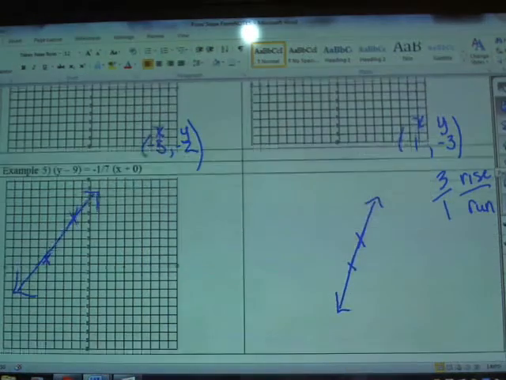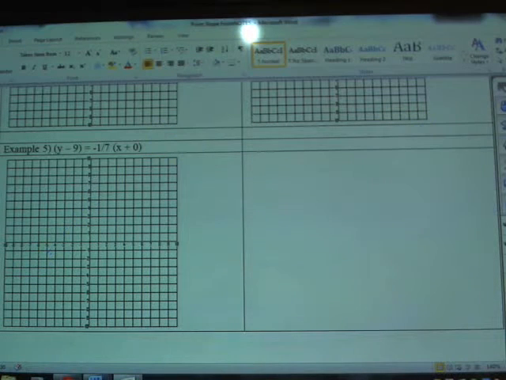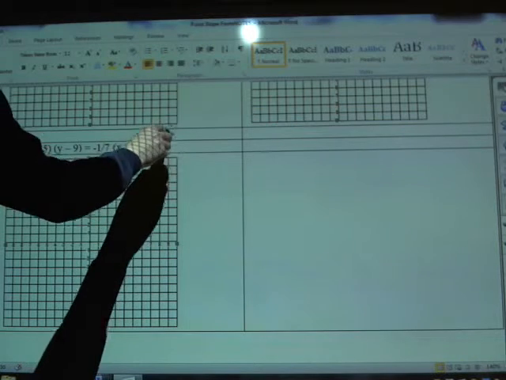All right, let's take a look at the last example, number 5. In number 5, we've got y minus 9 equals negative 1/7 times x plus 0. Let's start off with the x and the y block. For the x, y coordinate I need, the x coordinate comes from the x set of information in the question. The y coordinate comes from the y set of information.